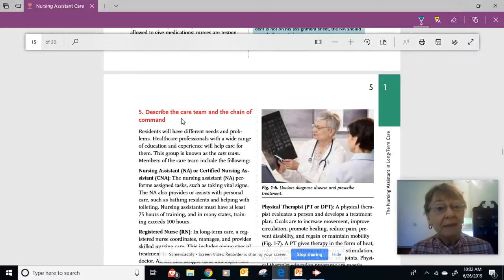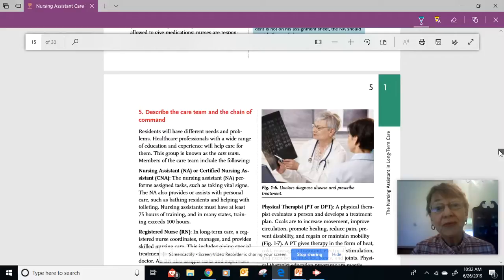Describe the care team and the chain of command. Once again, use those big question words. How would you describe the care team? What is a care team? And why is the chain of command important?